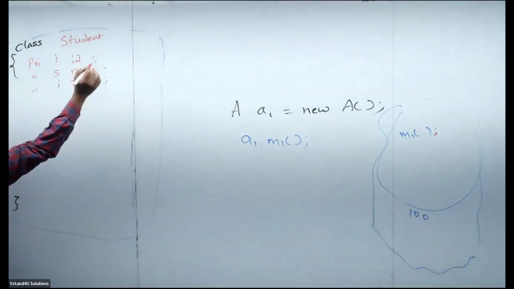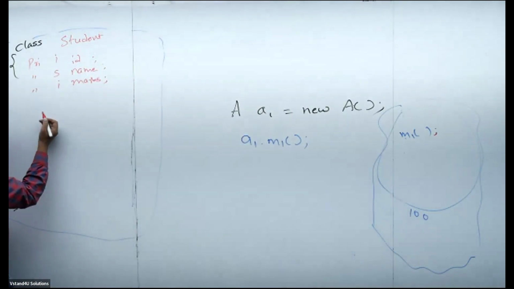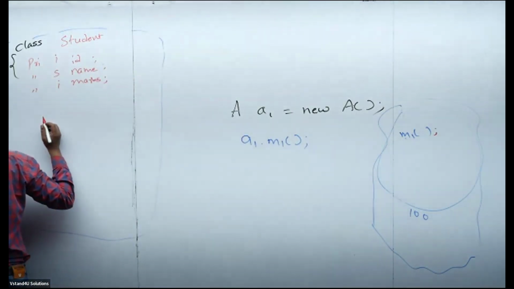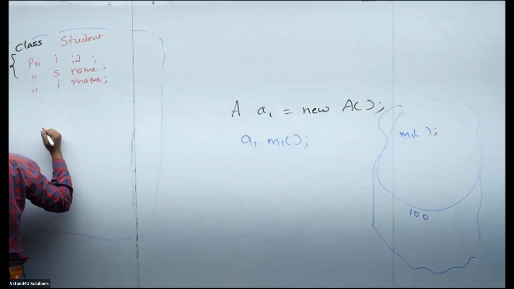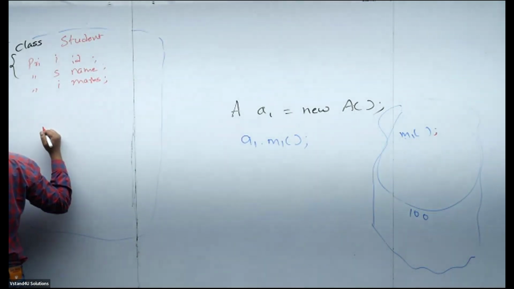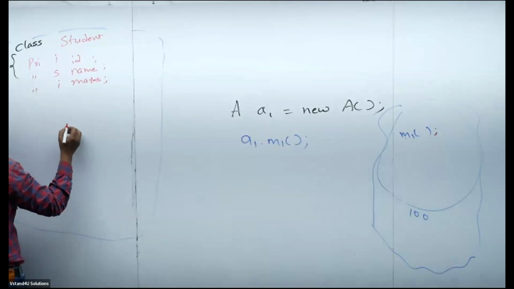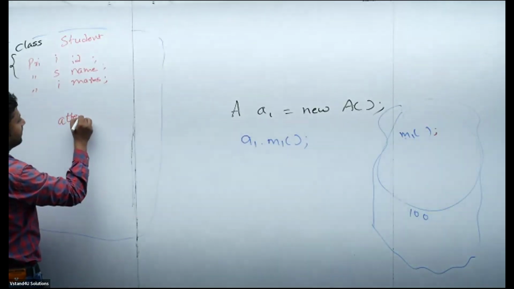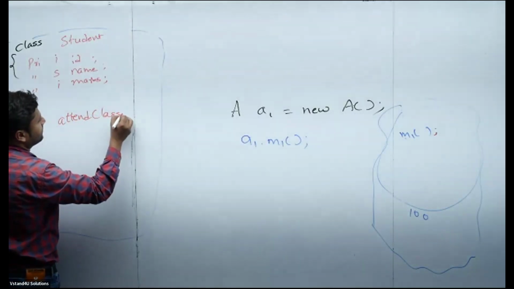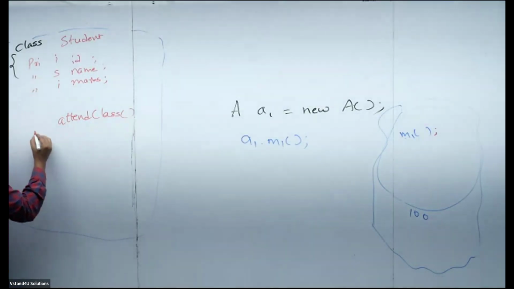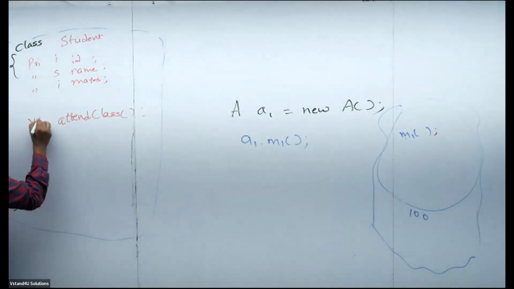Say for example, a few behaviors. People are not responding at all. Agree? Attend class. Say void is the return type.